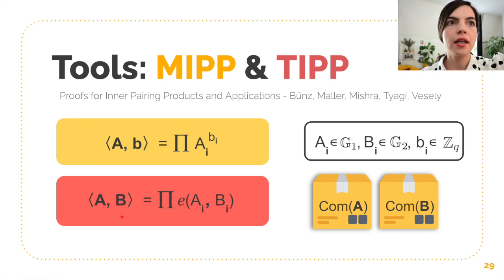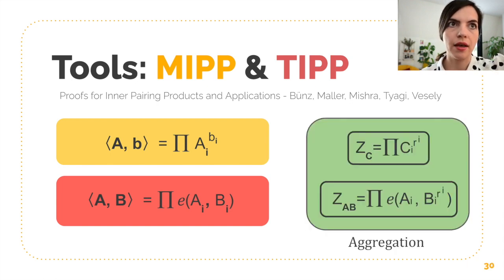And the second one in red here is a generalization of inner product for target group elements, for pairing products. So here we have elements in a vector from the first group A and a vector with elements from the second group B, and we check that this product of pairings between A_i and B_i is indeed equal to the claimed result that is in a target group, this inner pairing AB here. And this is done with respect to the committed vectors A and B in some commitment schemes that is compatible with techniques to prove the equations on the left.